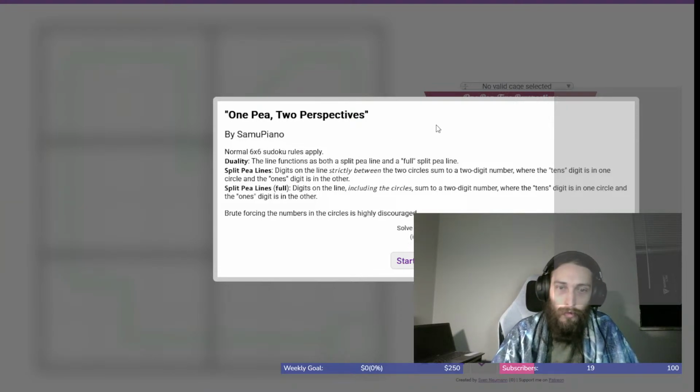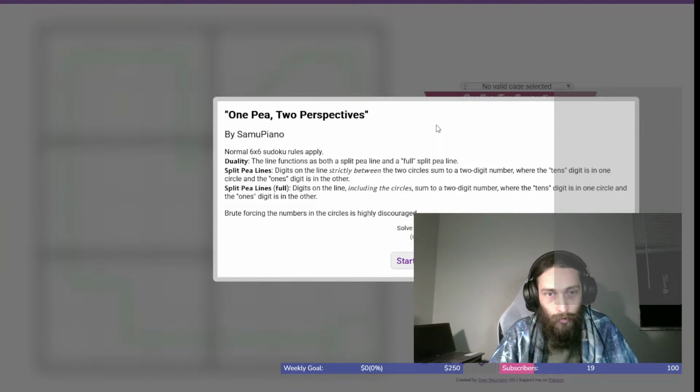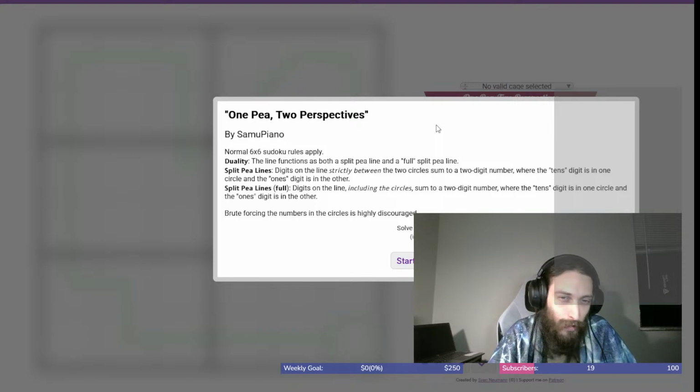Alright, first puzzle for today is Two Perspectives by Samu Piana. Normal 6x6 Sudoku rules apply. Duality. The line functions as both a split P line and a full split P line. Yeah, that's a new one for me.